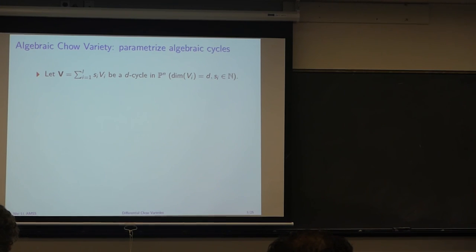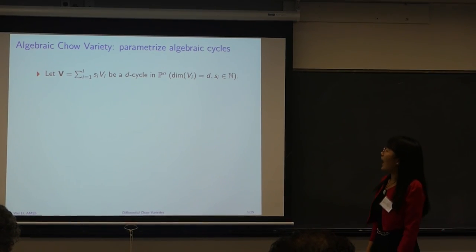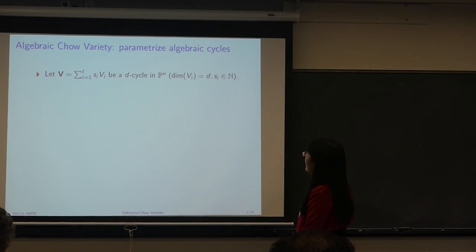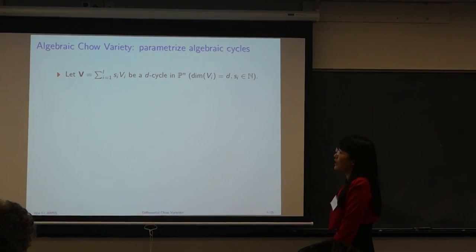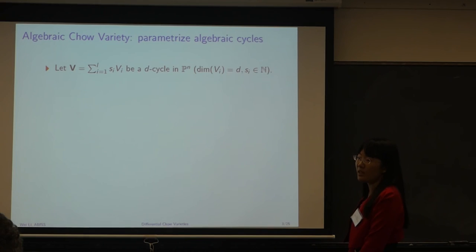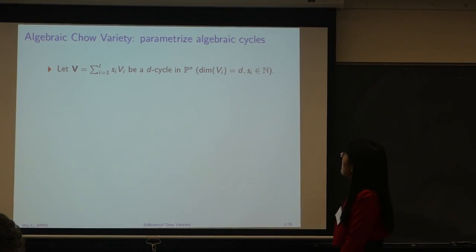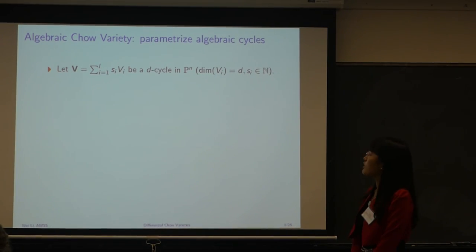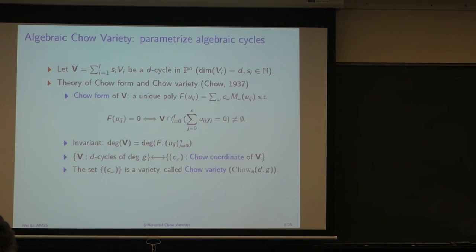Roughly speaking, the algebraic Chow varieties are just the parameter spaces for algebraic cycles. For a d-cycle in the n-dimensional projective space, it's just a finite formal linear combination of irreducible algebraic varieties of dimension d. And here the coefficients are non-negative integers, so we are just considering the positive cycles. And the theory of algebraic Chow forms and Chow varieties was first developed by William Chow in 1937.